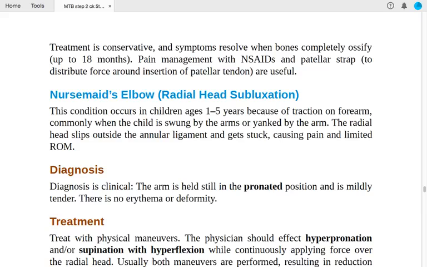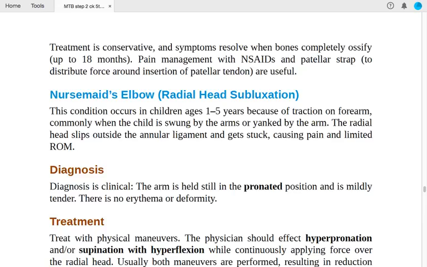So how are we going to treat this patient? The treatment is conservative, and symptoms resolve when the bones completely ossify, up to 18 years of age. Pain management with NSAIDs and a patellar strap to distribute force around the insertion of the patellar tendon are useful. So we can just go for pain management, by providing NSAIDs or by giving this patellar strap.